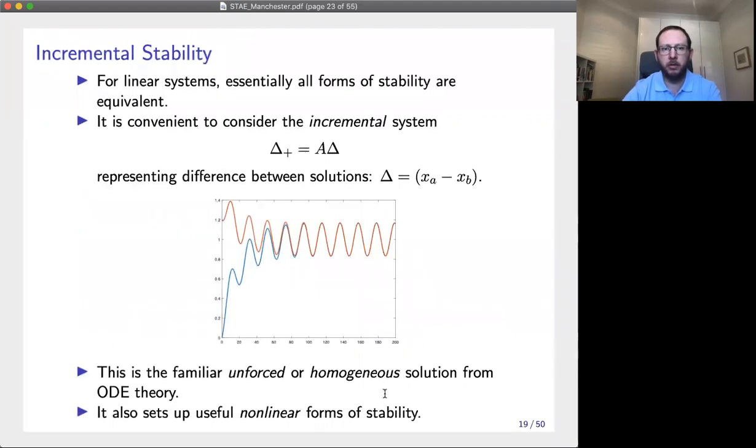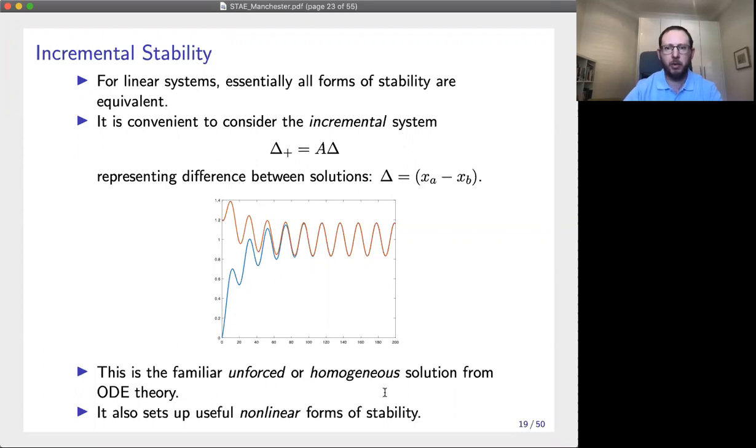Okay, so what can we do? First of all, before we get to the stability constraints, I'll just mention that for linear systems, essentially all forms of stability are equivalent. They basically all boil down to this spectral radius condition on A. That's not true for nonlinear systems. You can have many distinct concepts of stability that are not equivalent. But partly to help smooth the road towards the nonlinear case, and partly just to simplify notation, even for the linear case, I'm going to look at incremental stability.